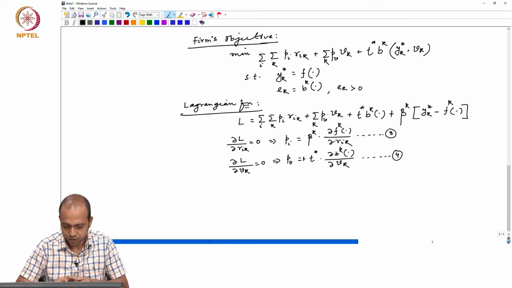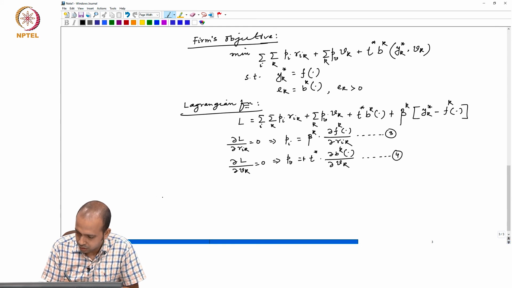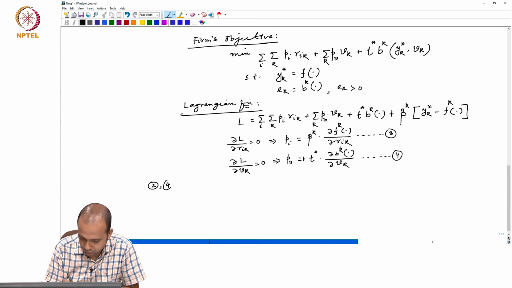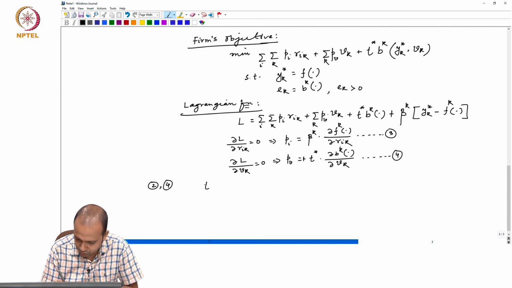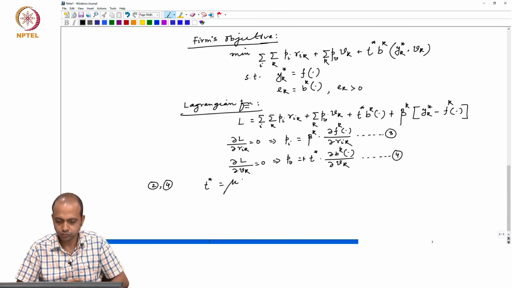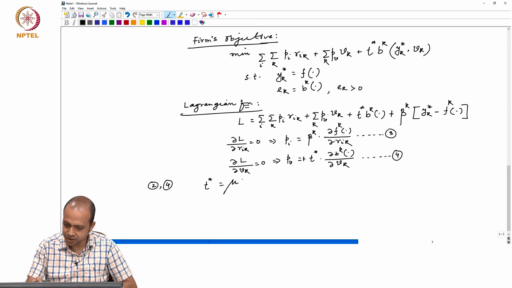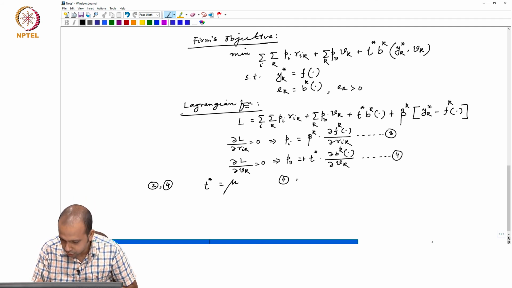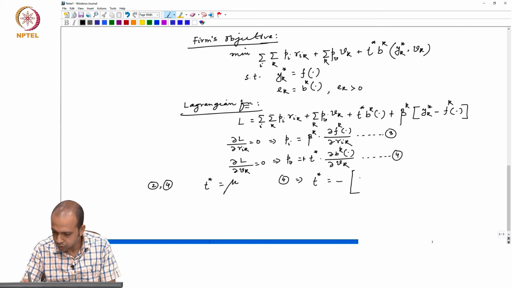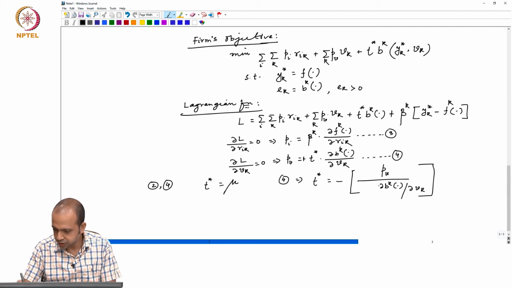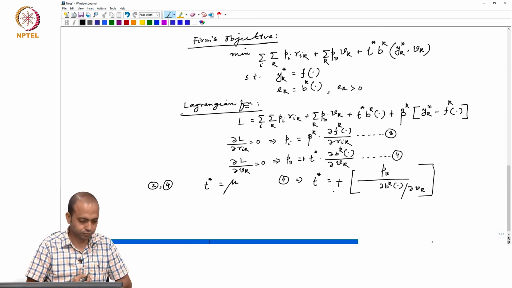So, from these two, from 2 and 4, what can we write? That T star equals to mu. And what is T star from here? From 4, what we can get? 4 says that T star is actually equal to minus of P_V divided by del B_K del V_K. Since this is negative, this will become positive, right.